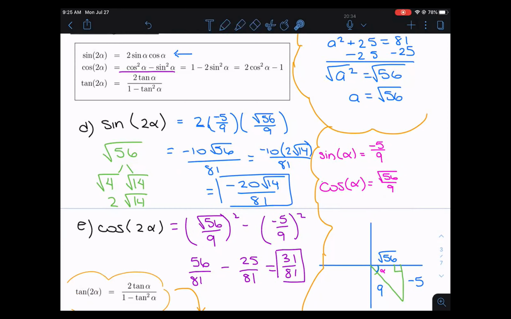So remember that whenever you have a square on the outside, you're squaring both the numerator and denominator. So the square root of 56 squared is just 56. 9 squared is 81 minus negative 5 squared, that's positive 25. 9 squared, that's 81. So you just subtract these. 56 minus 25, that's 31. And you keep the denominator the same, so that's all over 81. And that's it.